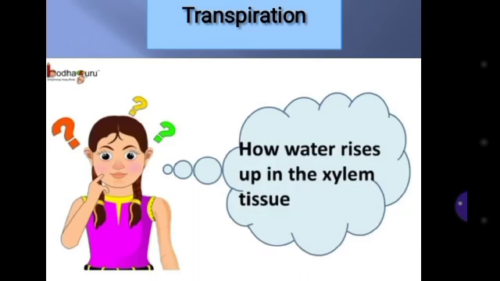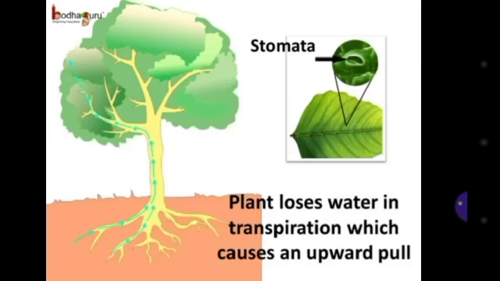Now we discuss how water rises up in the xylem tissue and how the water from the root can reach even the leaves of a very tall tree. Water rises up the xylem tissue. Xylem forms a continuous network of channels that connect the root to the leaves through the stem and the branches.